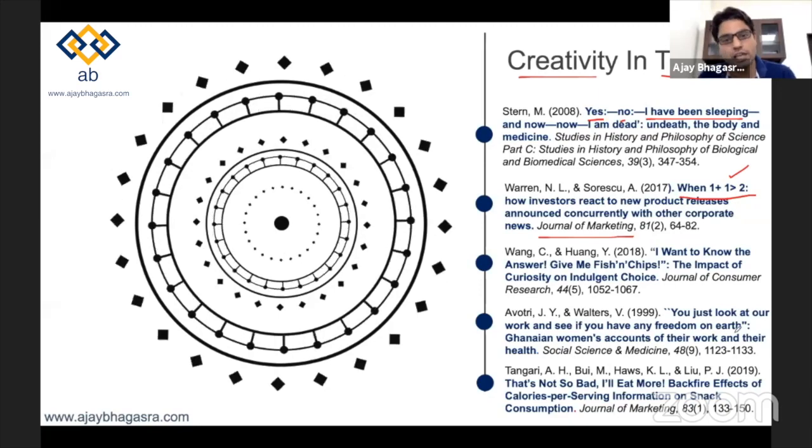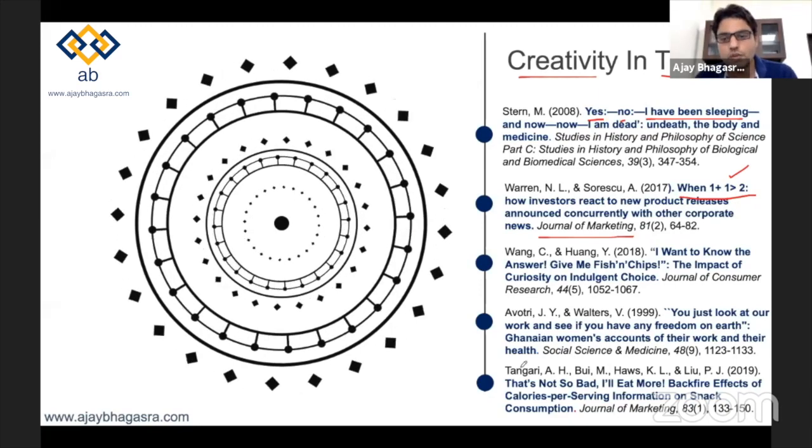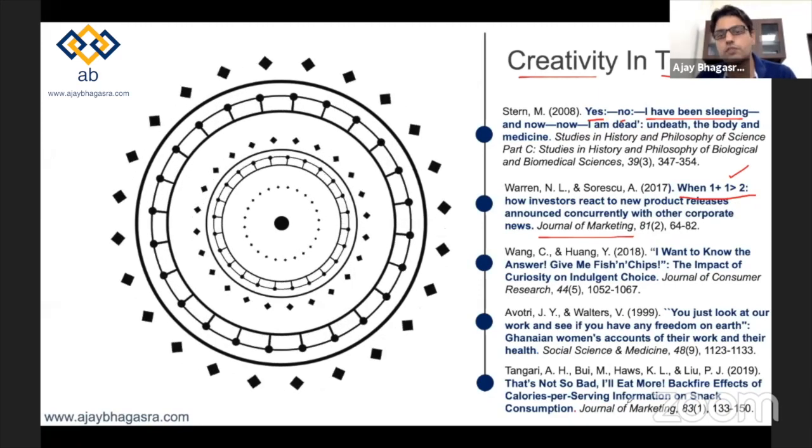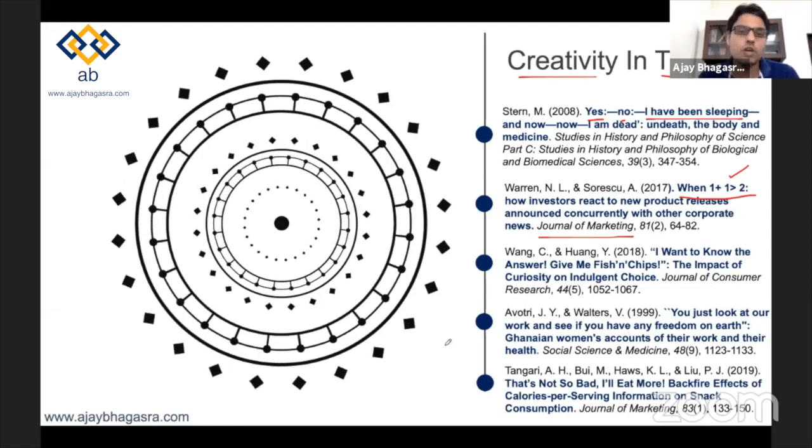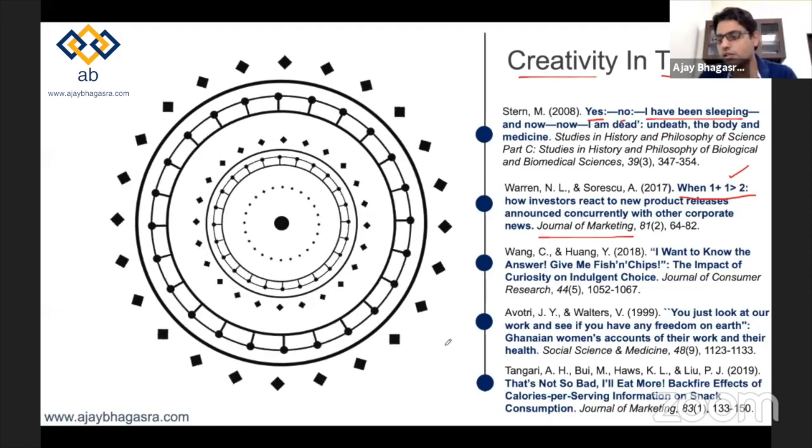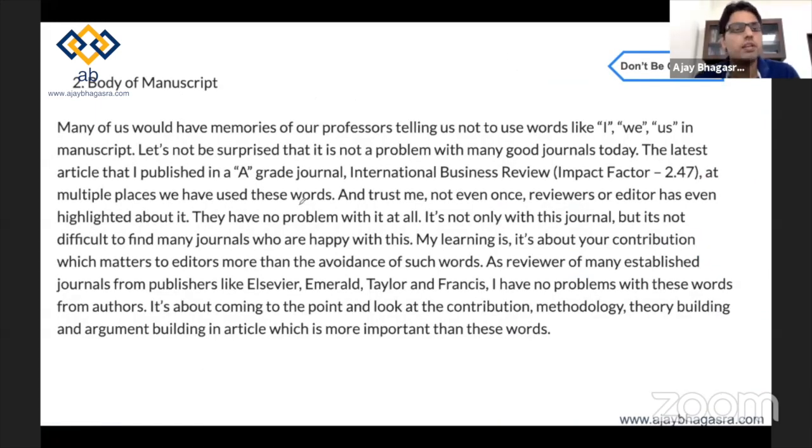Another title: you just look at our work and see if you have any freedom on honor. This is like a line, not a title. That's not so bad. I will eat more, backfire effects of calories, whatever. So with titles, you have to exercise creativity. If you don't do that, it is a problem.